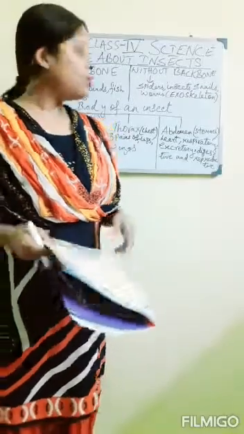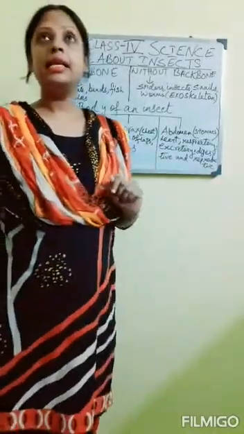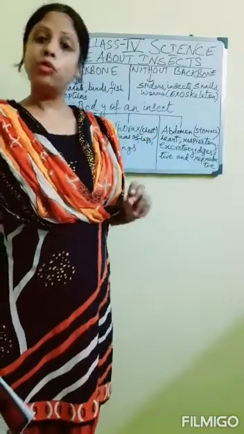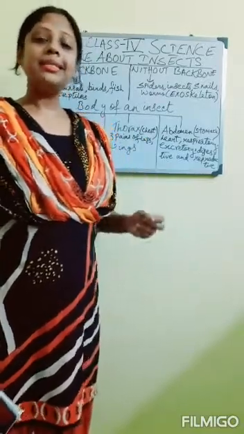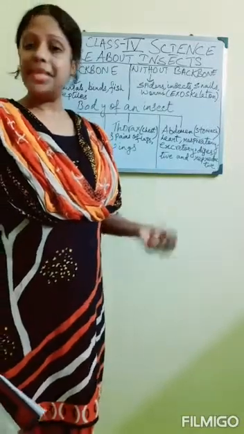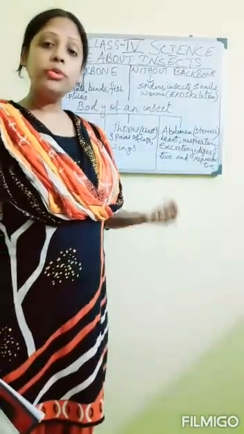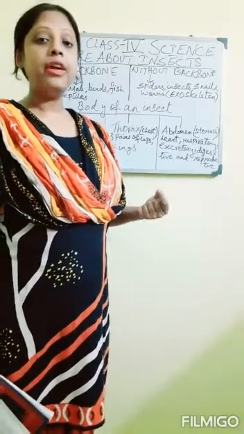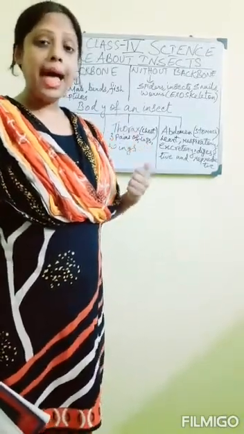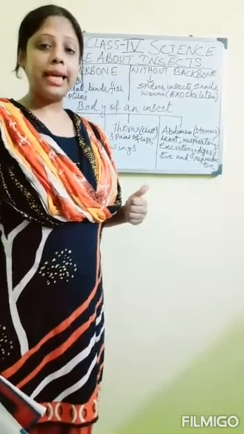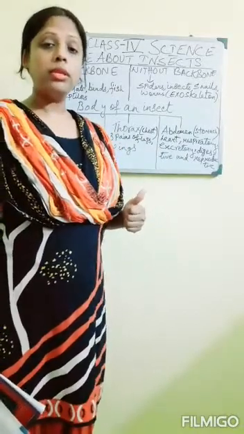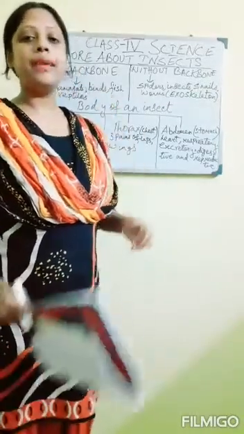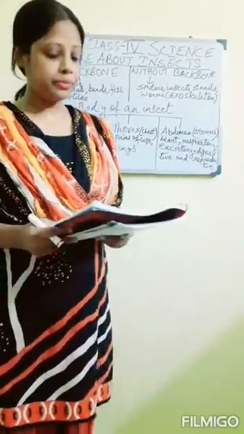Now, the mouth parts of insects. These insects have 2 types of mouth parts. Some insects like grasshopper and beetles chew their food. That means they have chewing mouth parts. And some insects like butterfly and moth suck their food. So they have a sucking type of mouth parts.